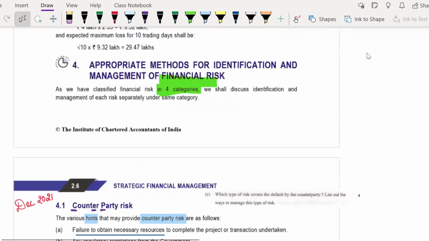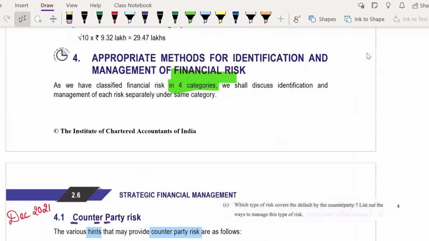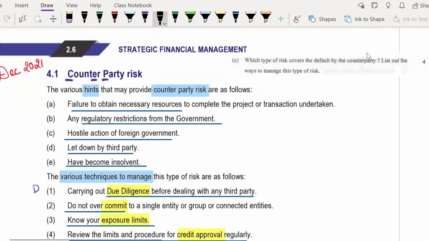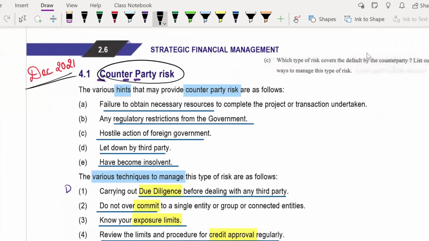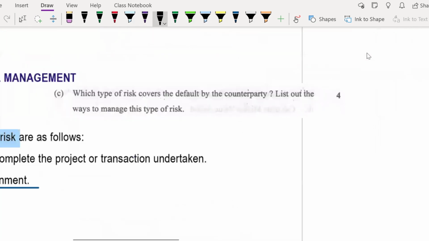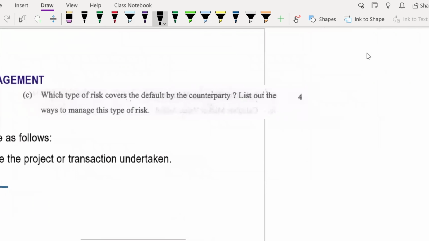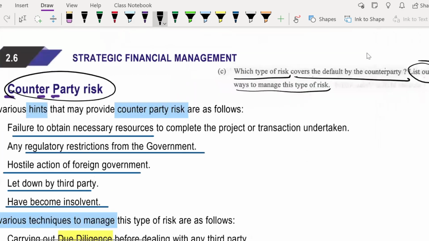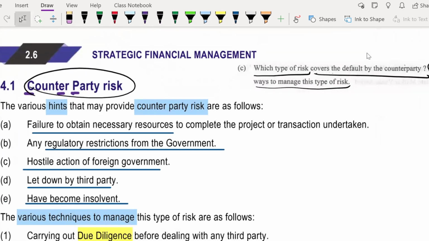So for these 4 risks, what are the ways by which you can manage these risks? We have understood what these risks are. Now we are going to understand how you can manage these 4 types of risks. Okay. Starting with the first one, which is counterparty risk. This was asked in the December 2021 examination. And the question was, which type of risk covers the default by a counterparty? It is known as counterparty risk. List out the ways to manage this type of risk. So you had to write down what we are going to study now.